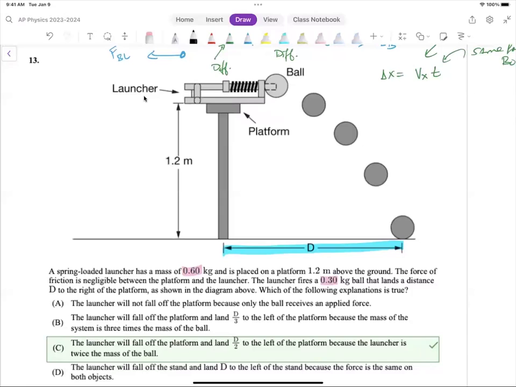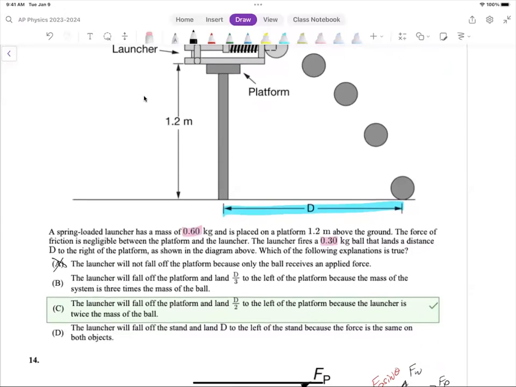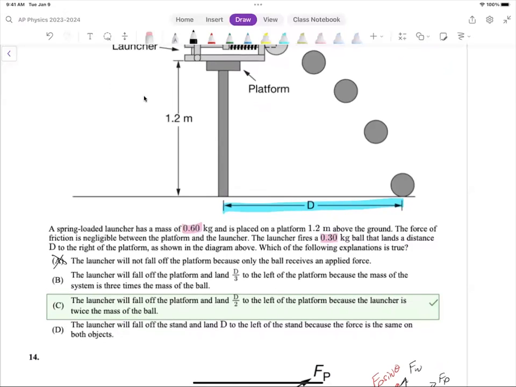A, the launcher will not fall off the platform because only the ball receives an applied force. Incorrect, because Newton's third law says if the launcher puts a force on the ball, the ball puts a force on the launcher, and those forces are the same. B, the launcher will fall off the platform and land a third the distance. I don't know yet, but that's a possibility. C, the launcher will fall off the platform and land half the distance. Obviously, you know that's correct, but we got to figure out how to answer that. D, the launcher will fall off the stand and land the same distance.